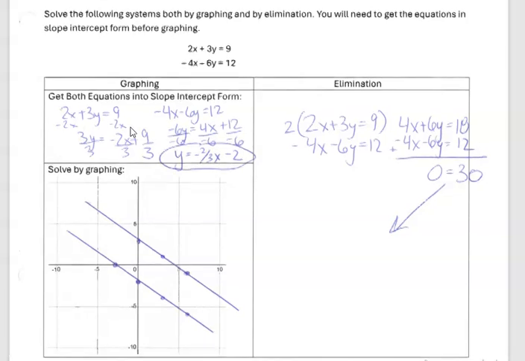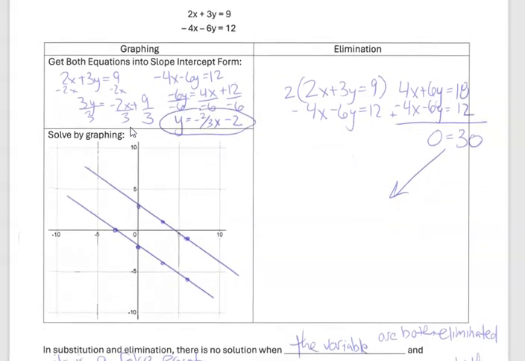So as you can see here, we have gotten both of the equations into slope-intercept form. You get y equals negative 2/3 x minus 2, and you also get y equals negative 2/3 x plus 3. So when you graph these, you find out that you end up having parallel lines. And since you have parallel lines, they are not going to intersect. And the intersection is always going to be your solution. So this means that there is no solution. So it's pretty obvious when you're looking at this to see that there's no solution.